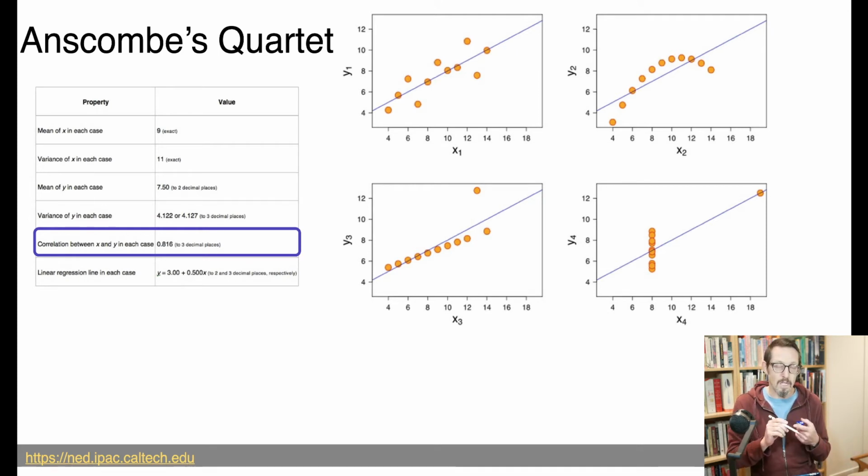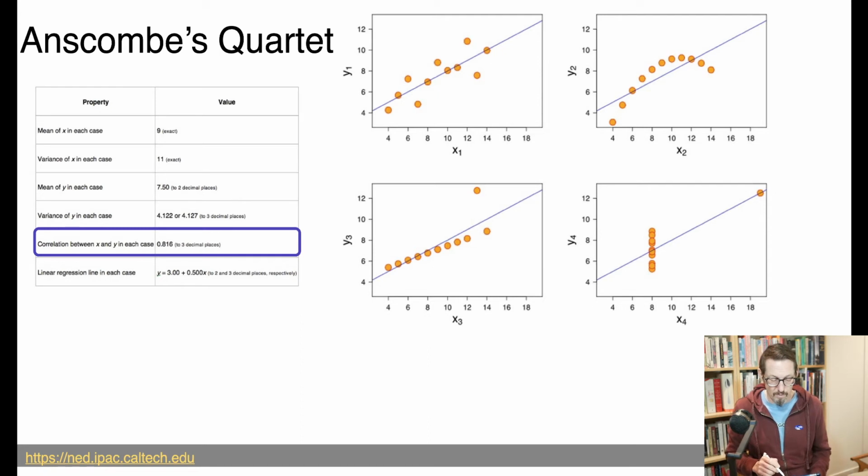They all have the same mean. They all have the same variance of x and variance of y. They all have the same correlation between x and y, which is a relatively high correlation value of 0.8. They all get a linear regression that has the same slope. Okay? But as you can see, they're very different data sets.